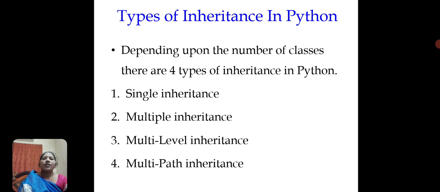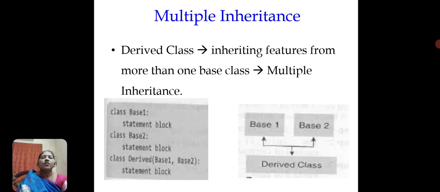So you are having four different types of inheritance in Python. Single inheritance, it is the simplest one. From the base class you will be inheriting this derived class. Second one is multiple inheritance, that is more than one class inheriting into a single class. Multi-level, level by level you will be inheriting, and multi-path, through different paths you will be inheriting. So we will see about them one by one.